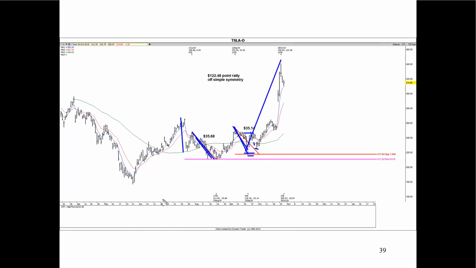And we know that was a $122 rally off of simple symmetry. You can just use symmetry by itself to make money. I prefer to have everything though, all the information that I can have. So that's why I do all the levels all the time.